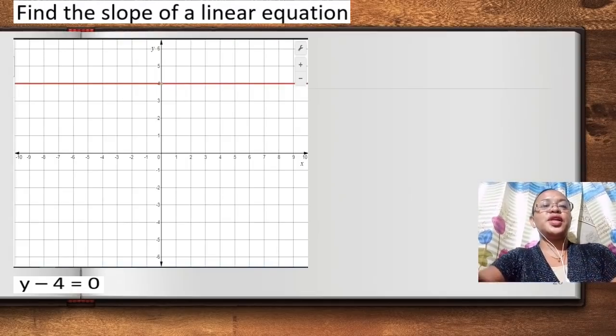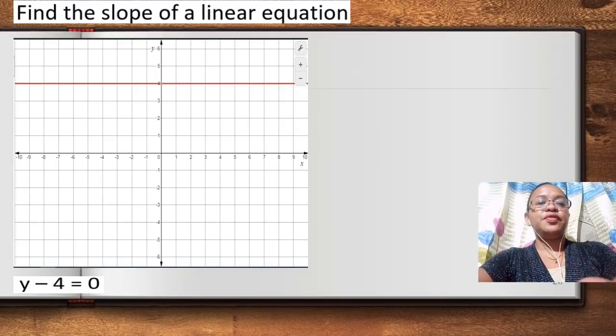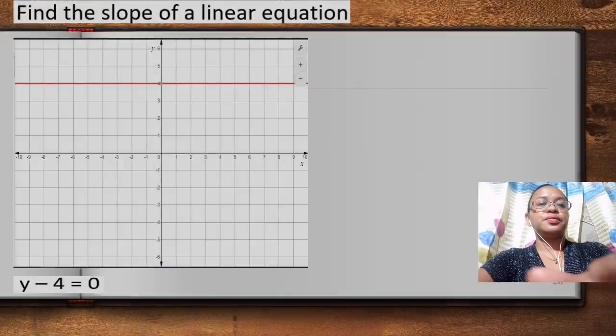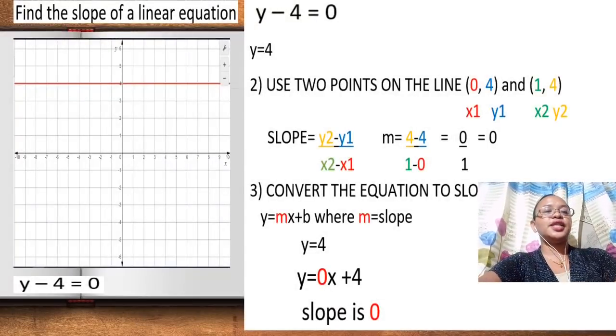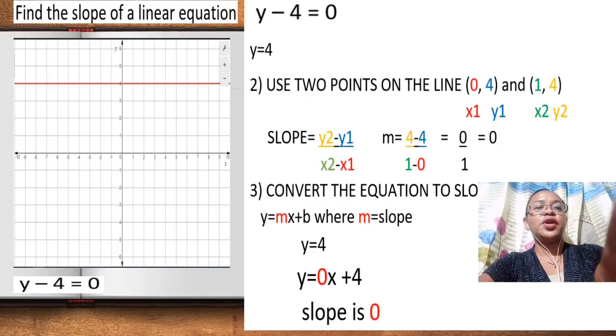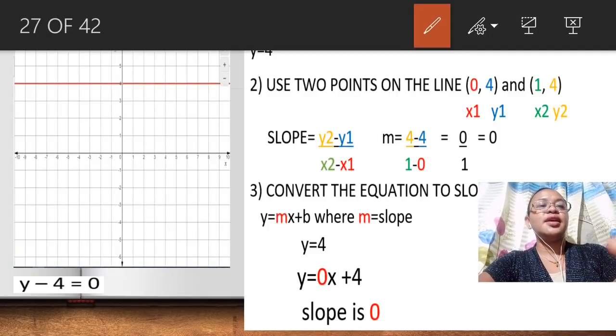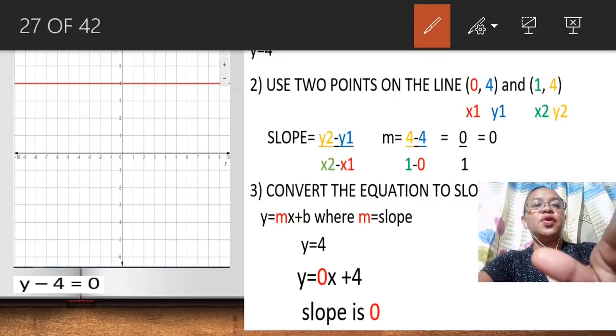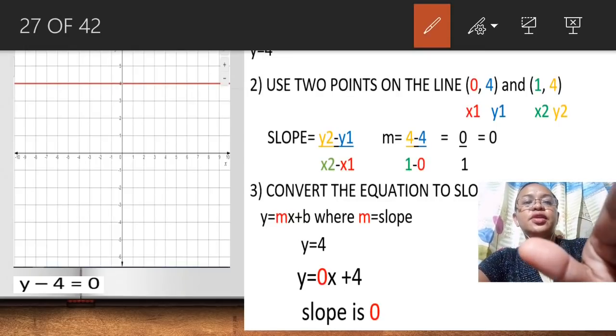So for the 2 points here, okay, I chose the points 0, 4, and 1, 4. So as you can see, we have here the 0, 4. This is 0, 4. That one.